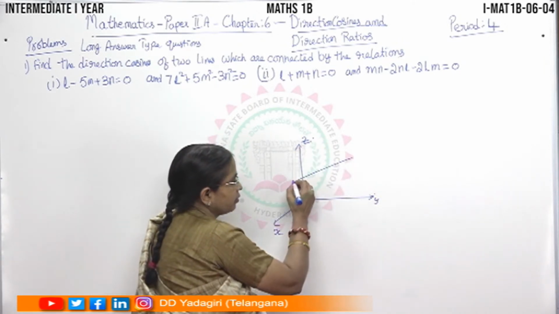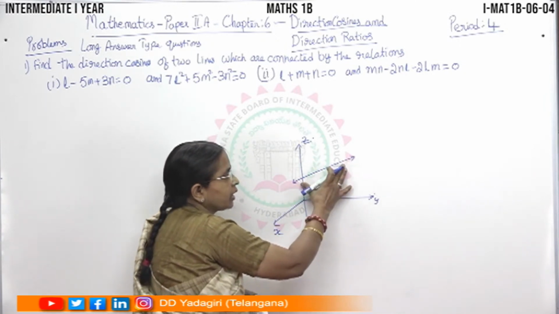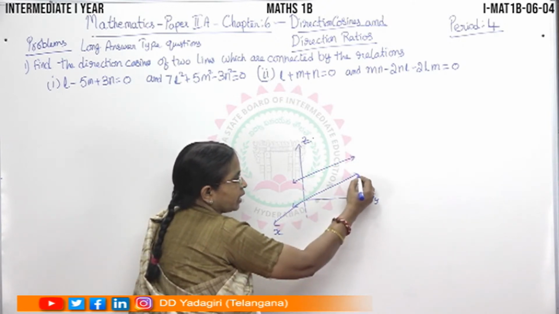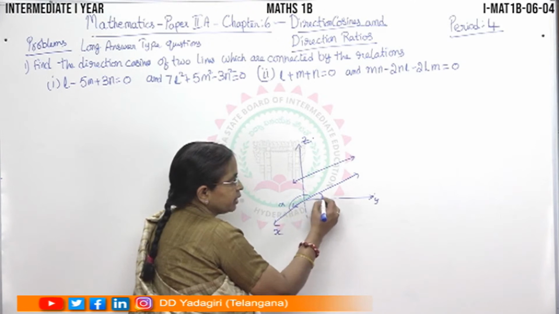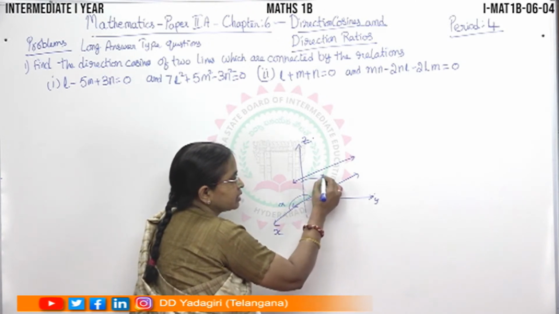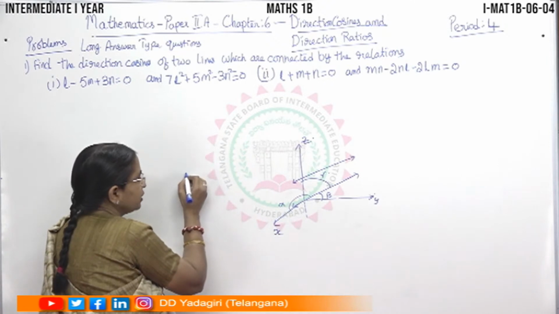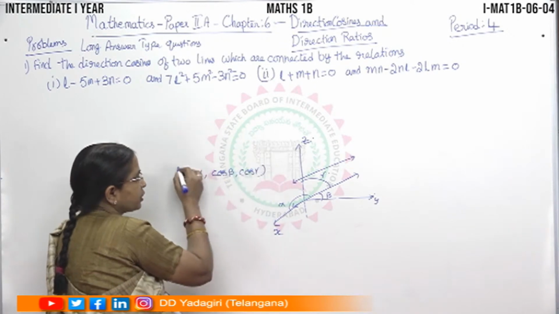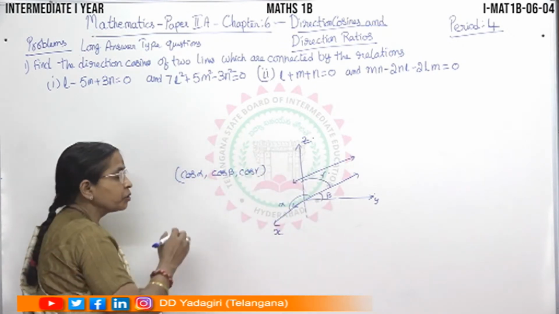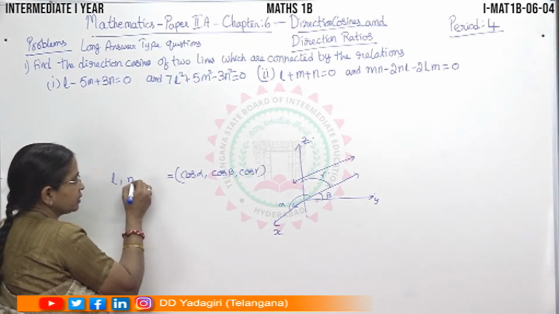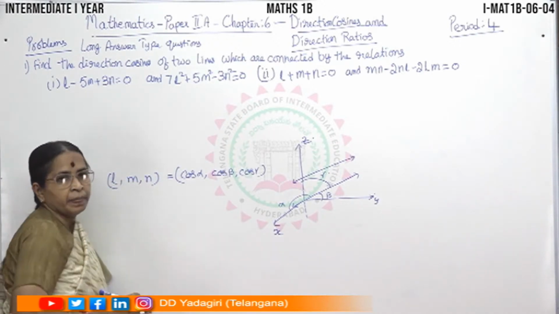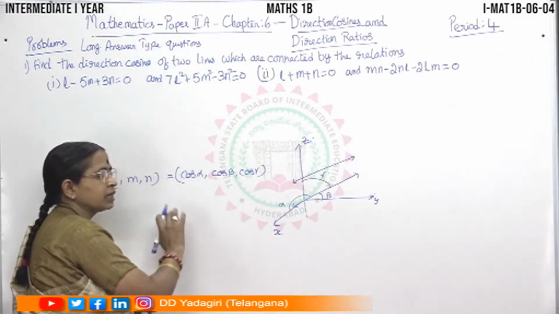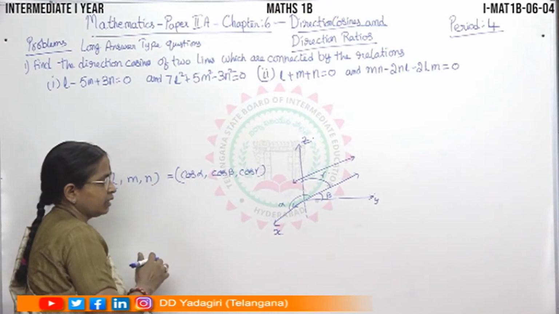Now suppose that you draw a line parallel to this line and passing through the origin. So that line will make angle alpha with x-axis, beta with y-axis, and gamma with z-axis. Then we defined this cos alpha, cos beta, and cos gamma as the direction cosines of that line, denoted by the letters L, M, N. If two lines are parallel, then their direction cosines are equal.